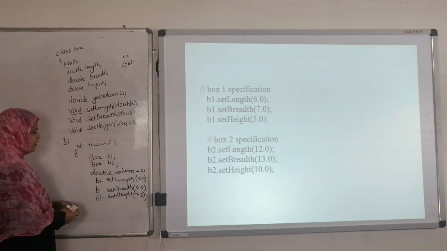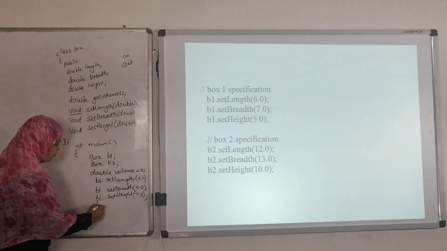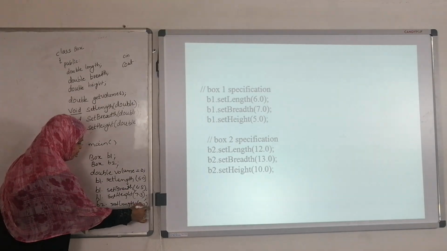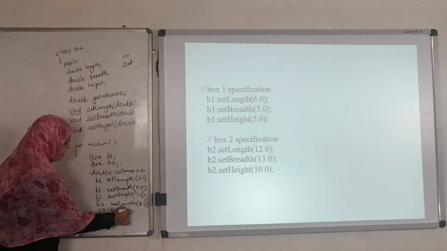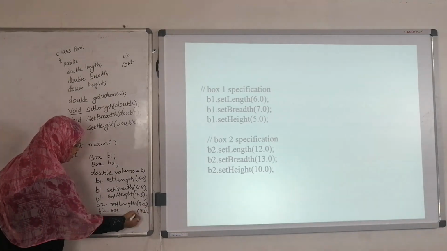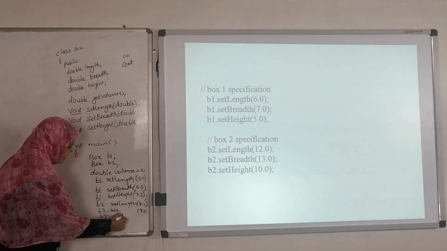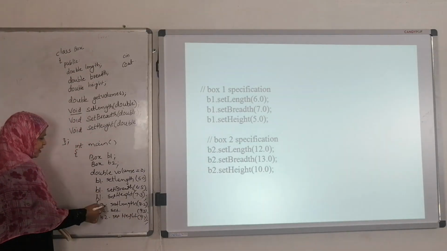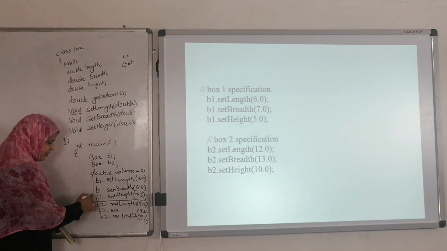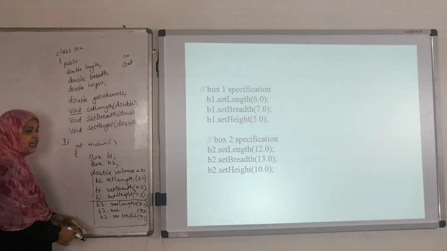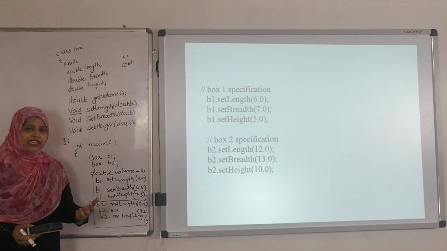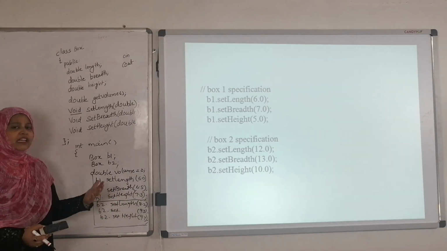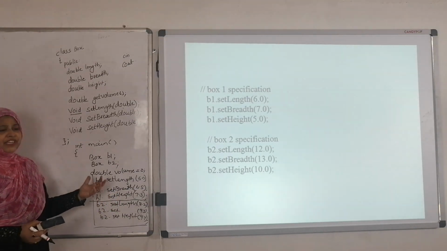Now for the second box, we can write the second box specifications also. B2 dot set length 8.2, B2 dot set breadth 9.3, B2 dot set height around 9.7. So we are assigning one set of values to B1, and a second set of values to B2. If we use object B3, then we assign a third set of values: B3 dot set length, B3 dot set height, B3 dot set breadth. So we are passing the values.